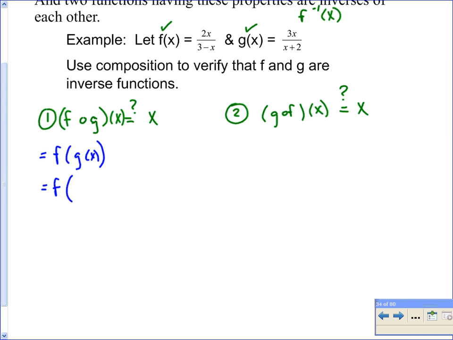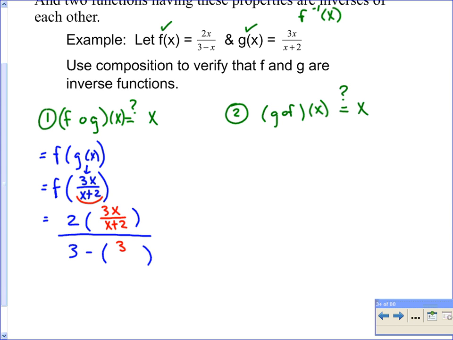And that's going to be f of 3x over x plus 2. Okay, because that is my g of x there. Okay, now I go to f. F is my outside function here. And f is 2x over 3 minus x. Now, in those x spots goes this guy here. So that's 3x over x plus 2, 3x over x plus 2.